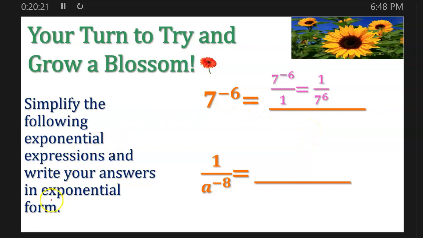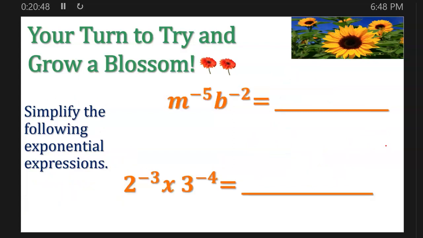We left our answer in exponential form because that's what it said to do in our directions. And so the second answer is going to be a to the 8th power over 1, which just reduces down to a to the 8th power. So right now it's in the denominator. When we move it to the numerator, the negative goes away, and we know that any number over 1 is just itself, so it reduces down to a to the 8th power.